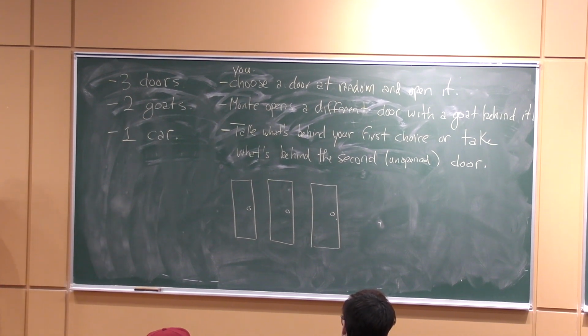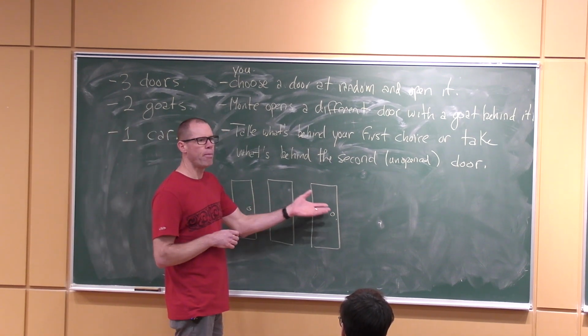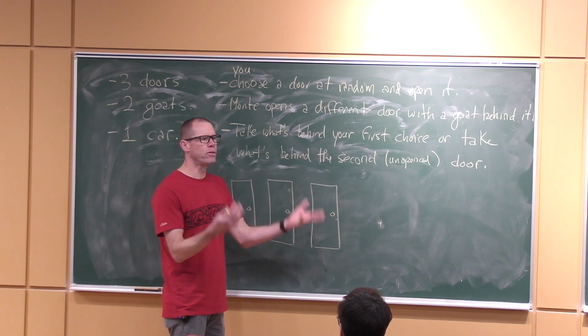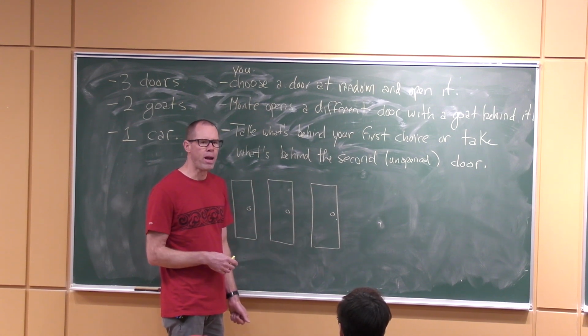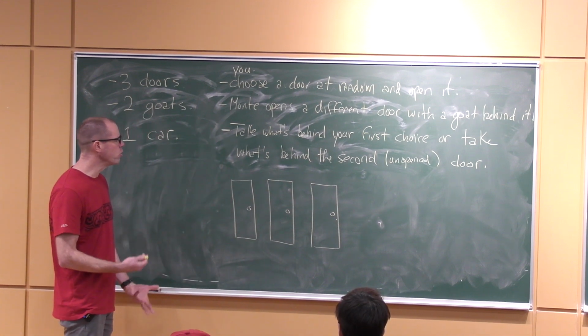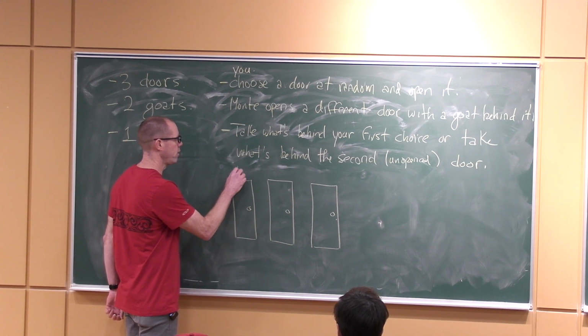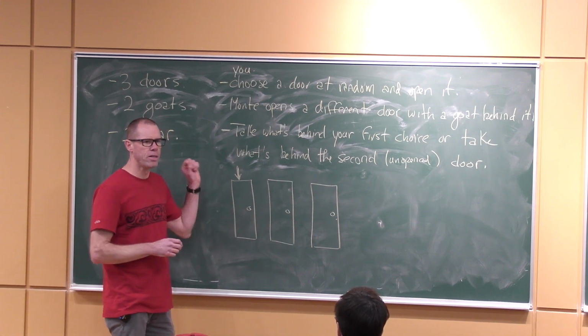So the game's played like this. You choose a door, and either you choose it at random or the organizers of the game show have randomly assigned the cars and the goats to doors. It doesn't really matter. So let's say you choose at random. So you choose this door. Let's say that's your random choice.